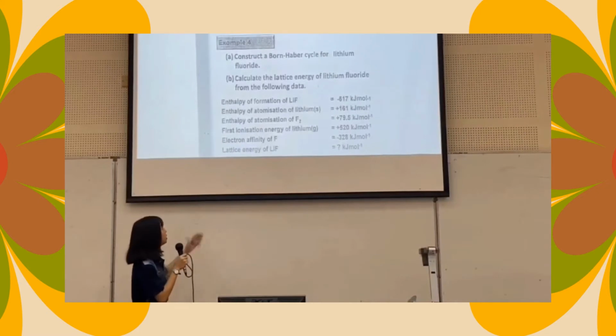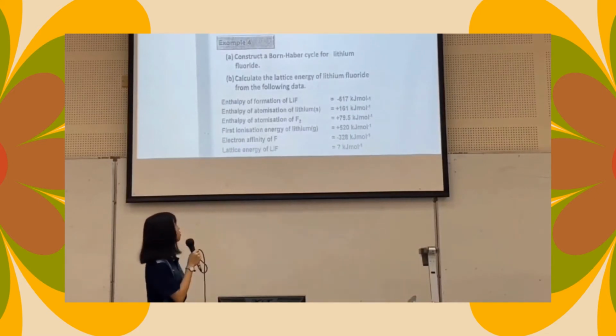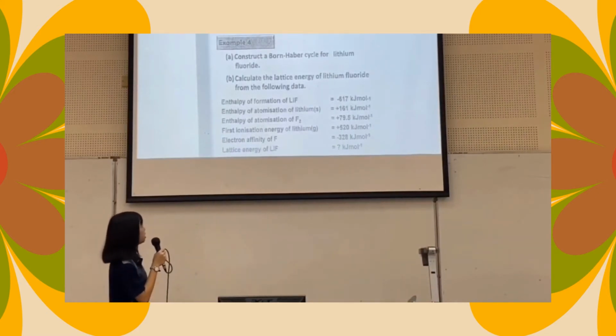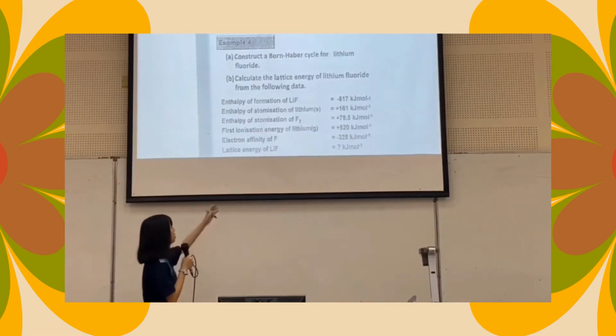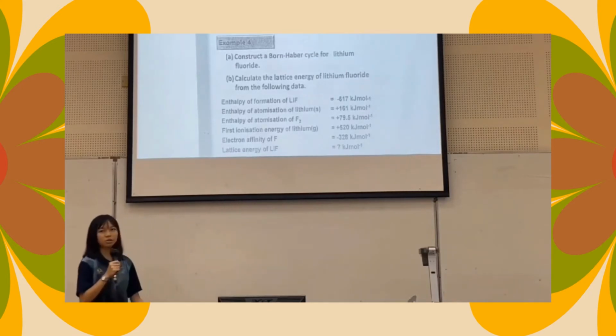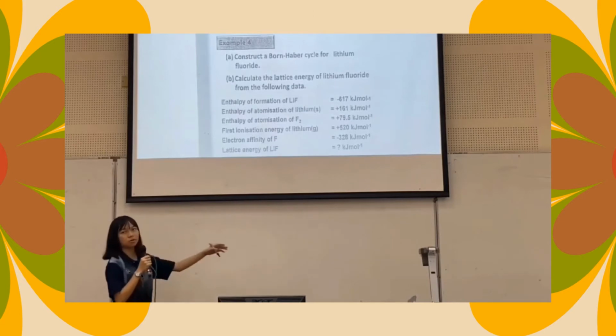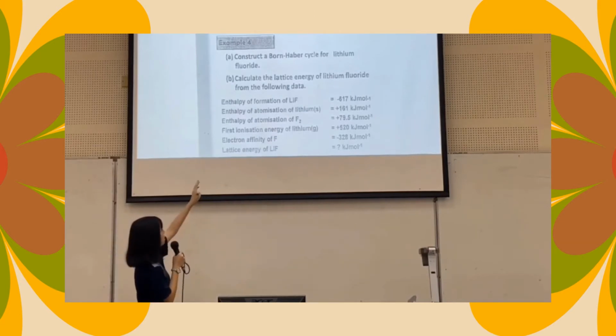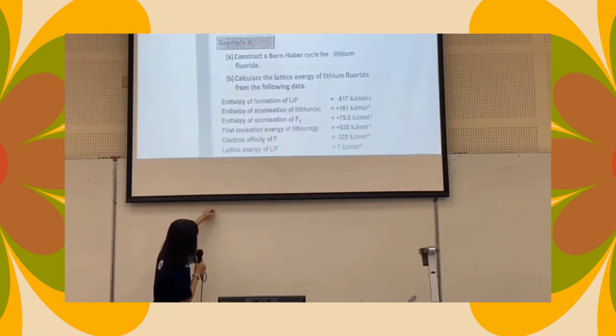Okay, now we will look at these examples. For A, we have to construct a Born-Haber cycle for lithium chloride. And for B, we have to calculate the lattice energy of lithium chloride. The data given is here. We will try to analyze the question first before we do it. The first data given is about the enthalpy of formation of lithium chloride. So we will have lithium chloride, and it is in solid state.